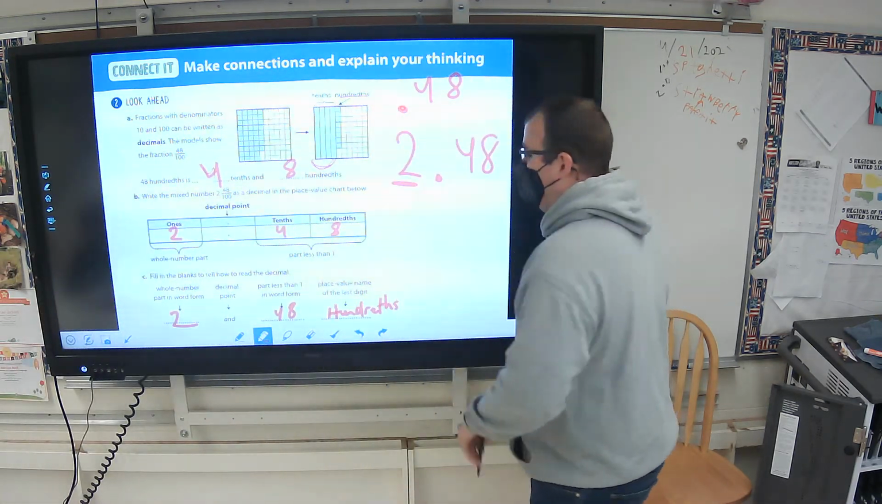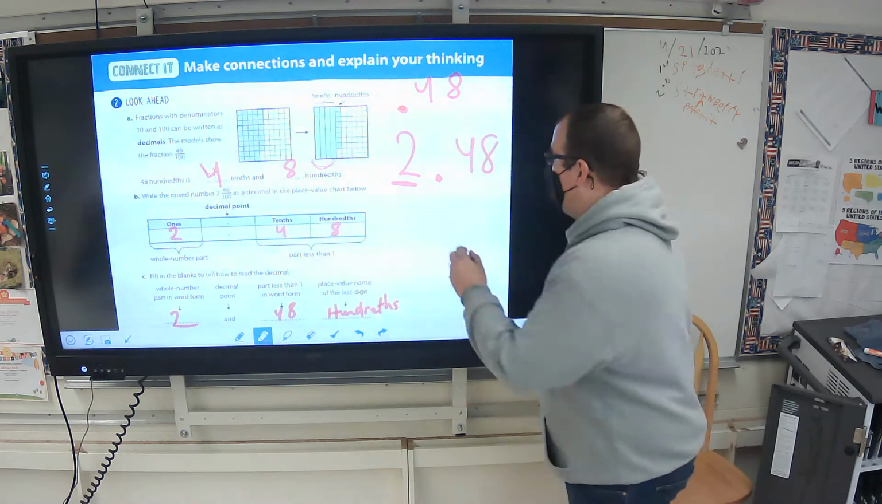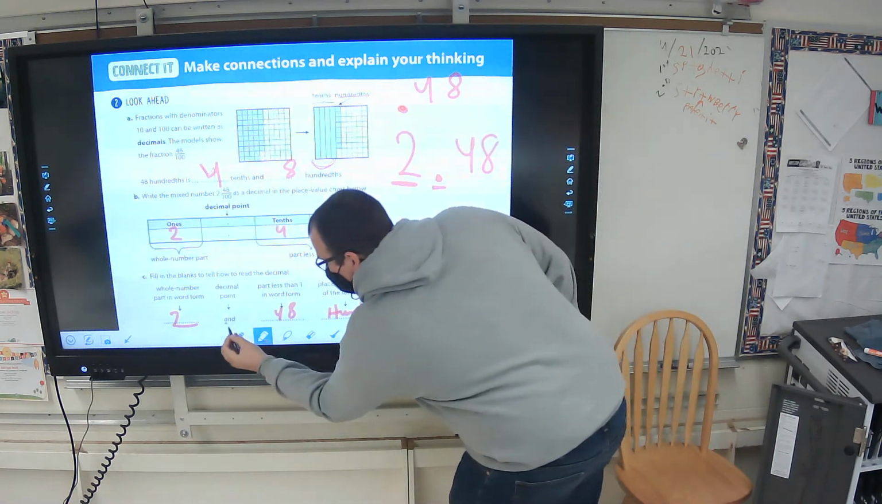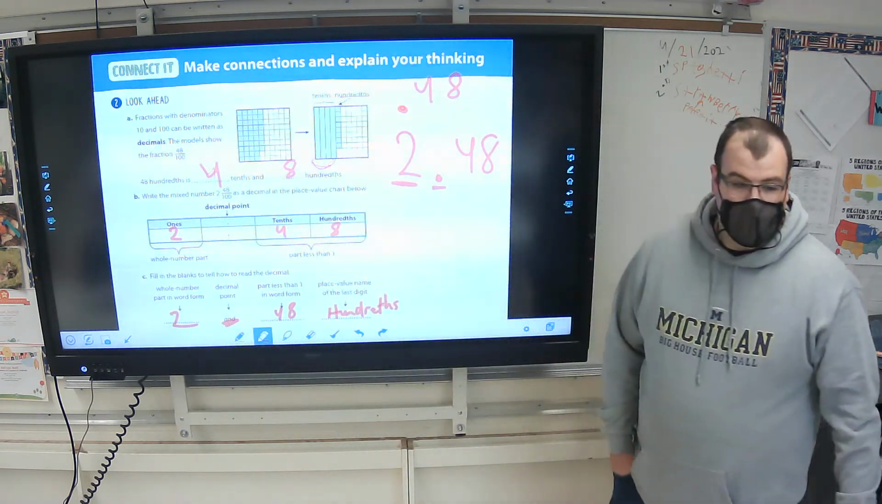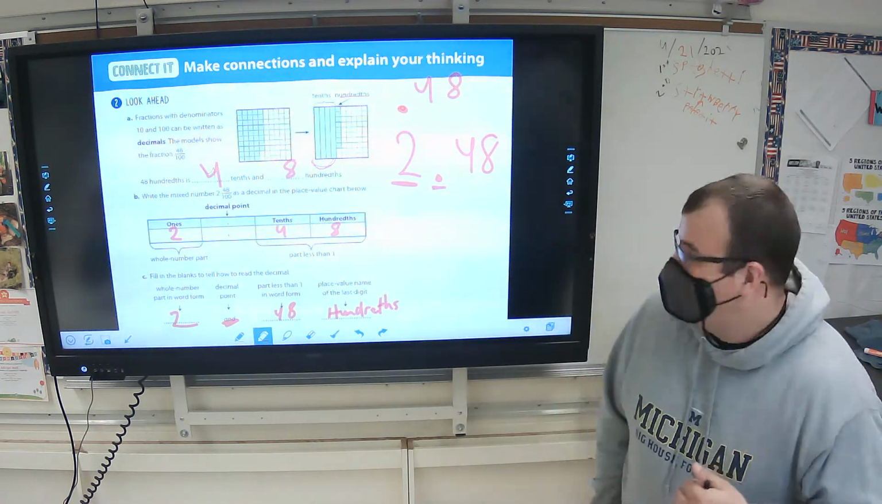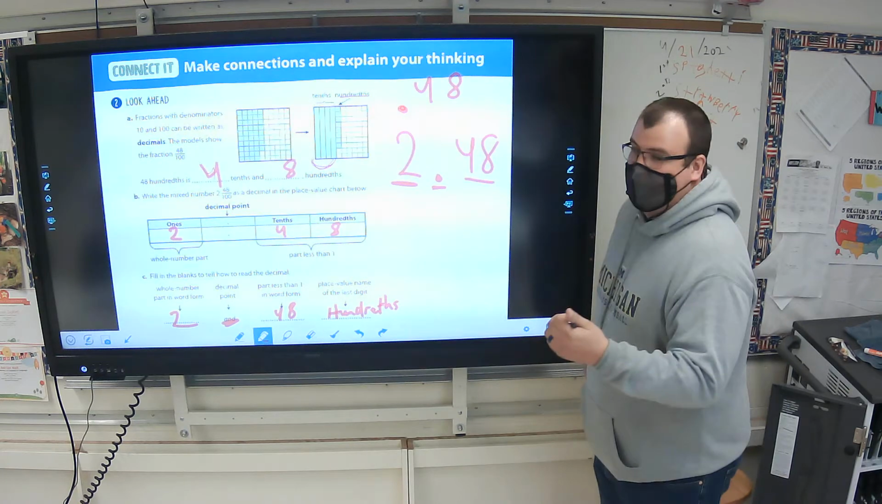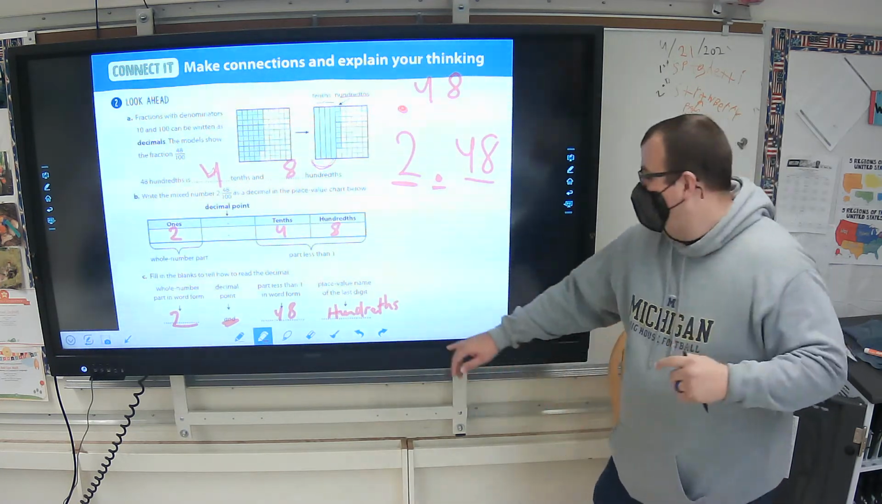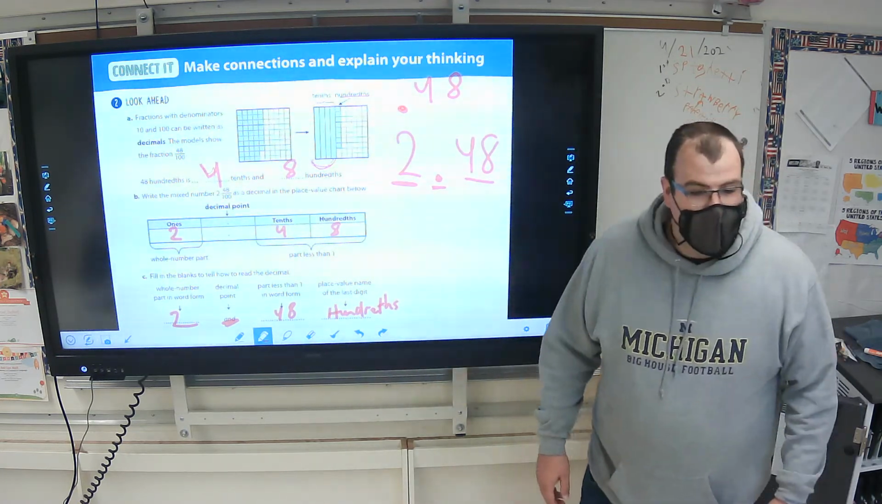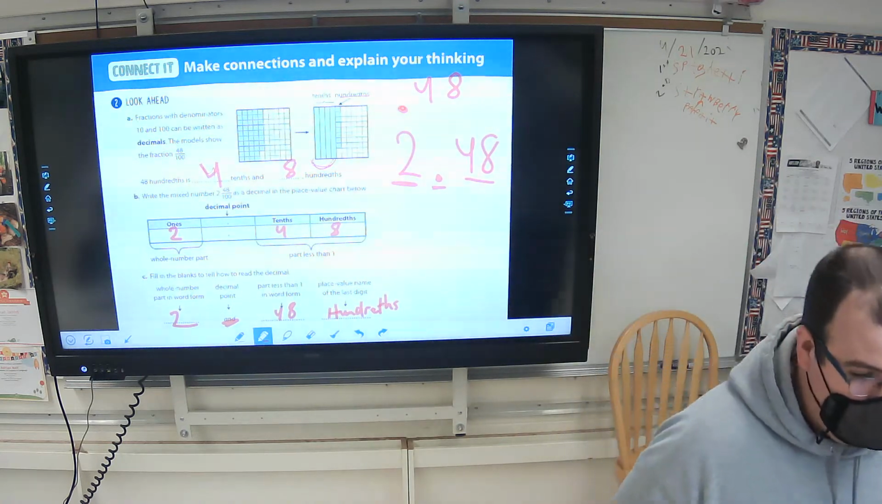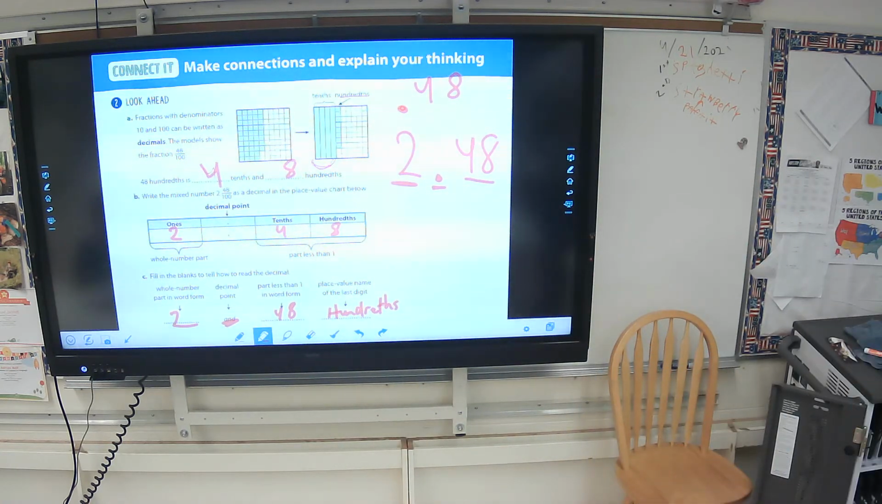We read the whole number, 2. The decimal point is "and." Wherever there's a decimal point, you say "and." And then we say the actual rest of the number, 48. What's the last place value we're in? Hundredths. That is 2 and 48 hundredths. That is not 2.48.